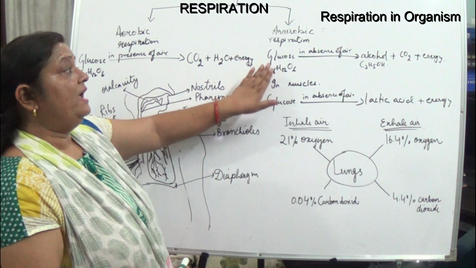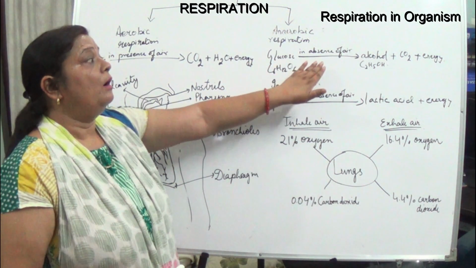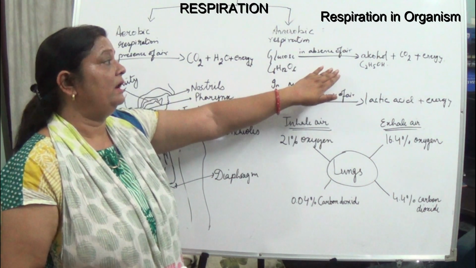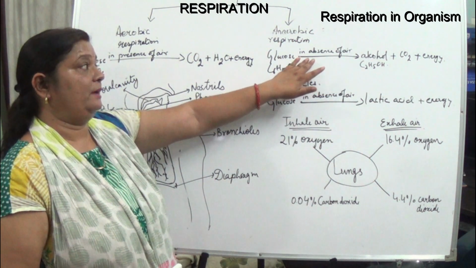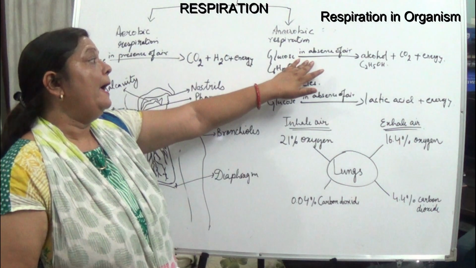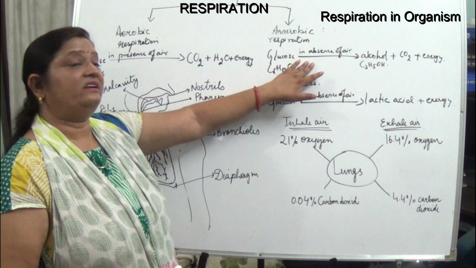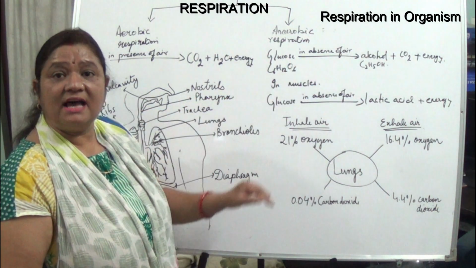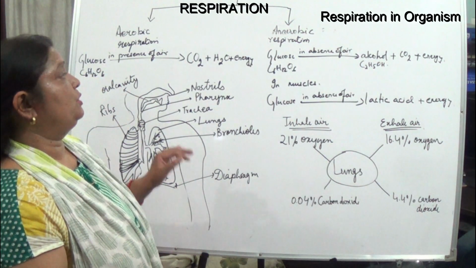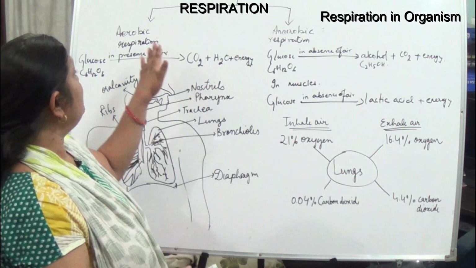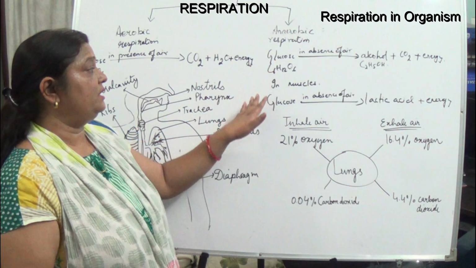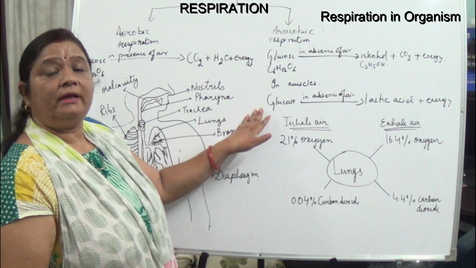Here, glucose is broken down into alcohol, carbon dioxide and energy in the absence of air. This is mainly seen in the case of microorganisms. The best example is yeast. Okay, so this is all about aerobic and anaerobic respiration.